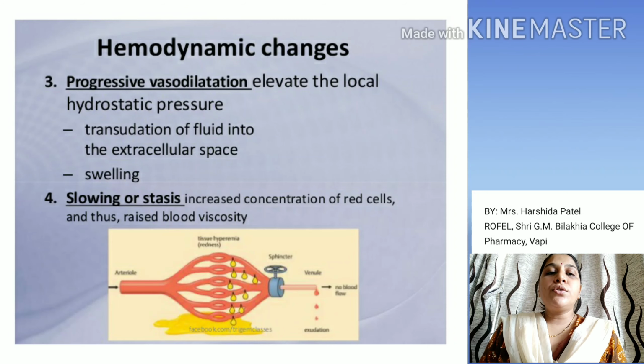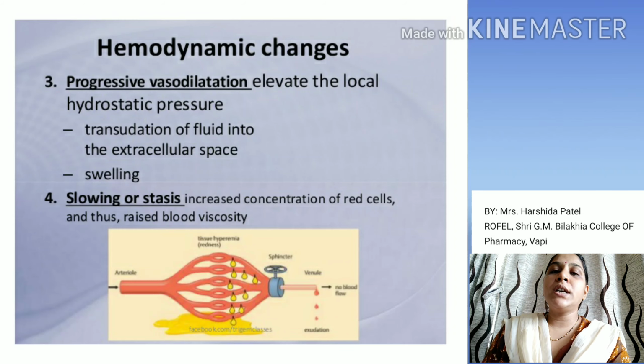In that, due to increased transudation of fluid into extracellular fluid, there will be raised concentration of red blood cells in the blood. Because of the loss of plasma, there will be an increased concentration of red blood cells. What happens here? When the plasma is removed, the cell concentration increases, and this will increase the blood viscosity.